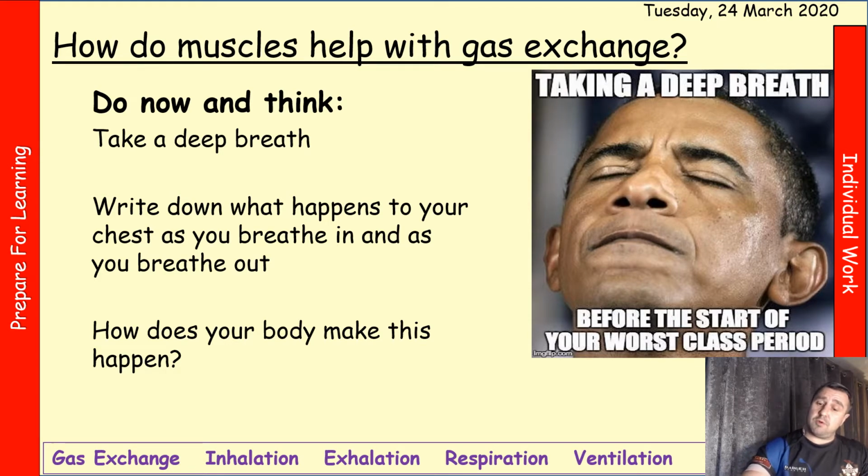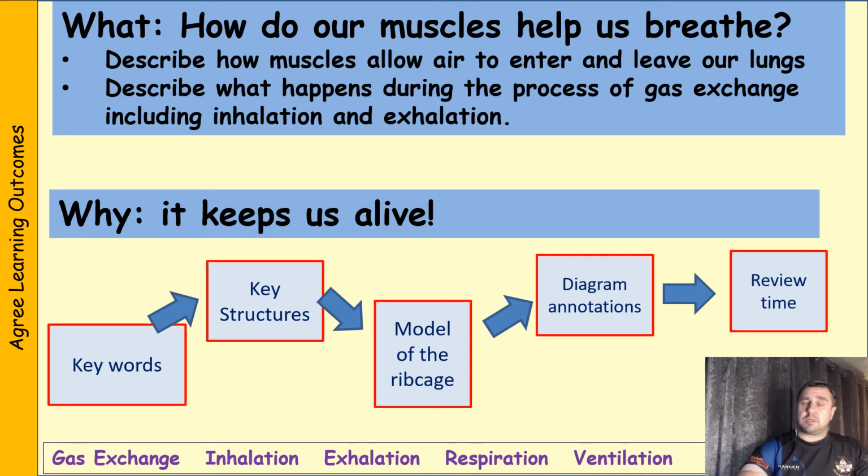So now we're going to move on. What we're looking at today is how muscles help us breathe. By the end of this video, you will be able to describe how muscles allow air to enter and leave your lungs. And then you'll be able to describe what happens during the process of gas exchange, including inhalation and exhalation. And why we're looking at it, well, basically, it keeps us alive. It's that simple. We're going to look at some key words, key structures, a model of the rib cage, diagram annotations, and we're going to review what we've learned from this video at the end.